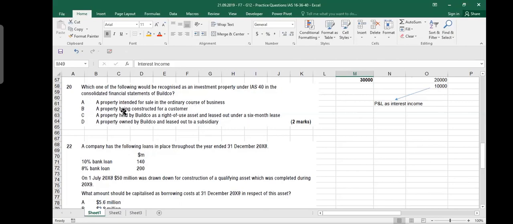Sir, just one question. Can you listen to me, sir? Yeah, please. Sir, a property intended for sale, so is it under inventory? Yes, it will be treated as your inventory. But it is a tangible asset, right? Yes, it is a tangible asset.